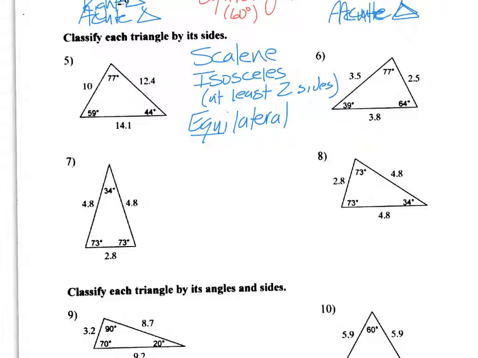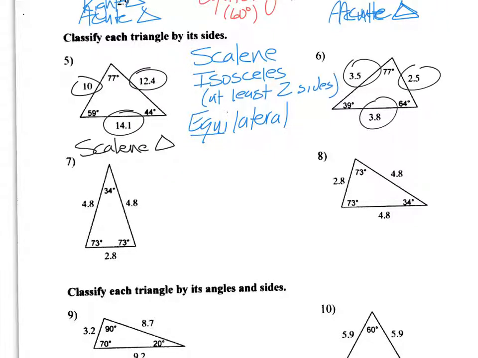Okay, so do these in black. Problem number 5, we look at the sides, not the angles. So the sides, these are all different. So that would be a scalene triangle. Problem number 6, sides, they're all different. So again, scalene triangle. Problem number 7, okay, we have 2 sides equal. 2 sides equal, that one is isosceles.